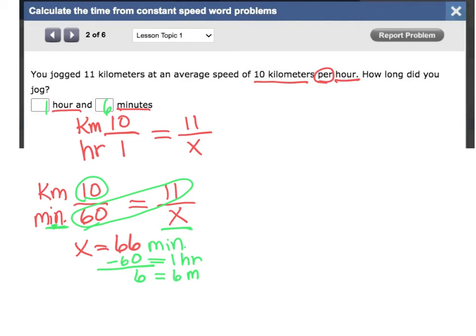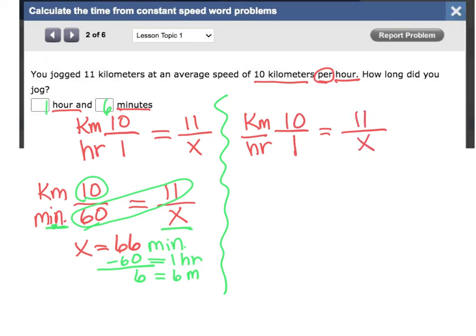Okay. Now there is another way that we can solve this problem, and I'm going to show you how to do it right here. We can go back to that original proportion of kilometers per hour, line equals line: 10 kilometers per 1 hour. If I go 11 kilometers, how many hours and minutes is it going to take me? When I cross multiply and divide, 11 times 1 divided by 10, my answer is x equals 1.1.